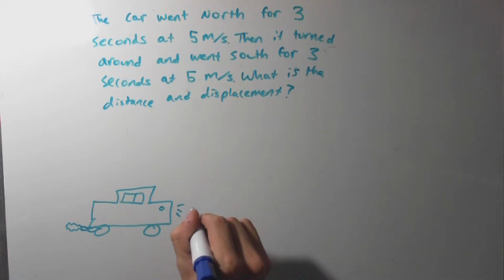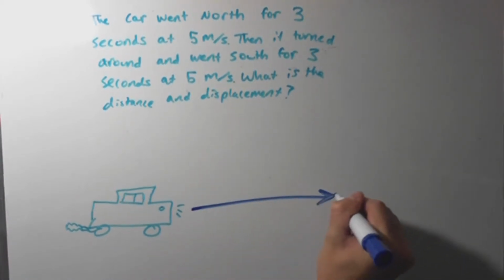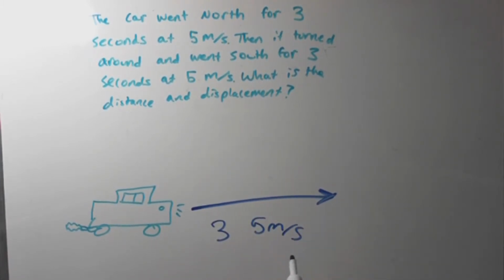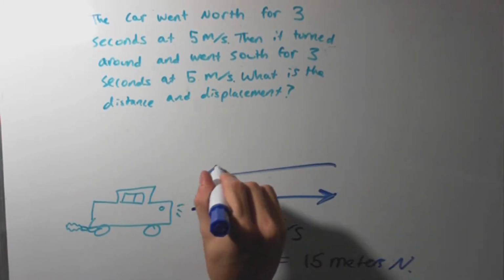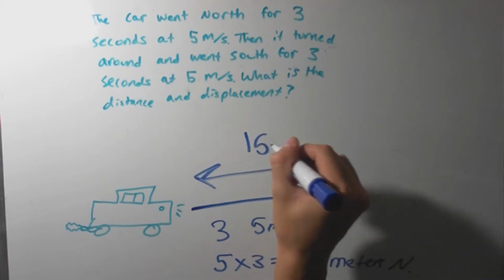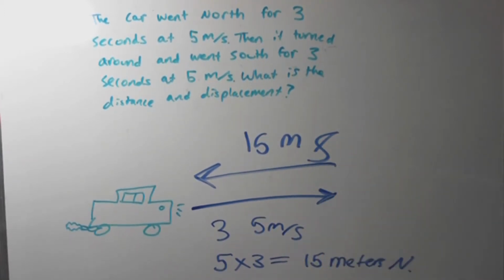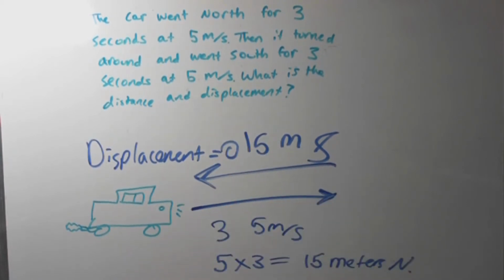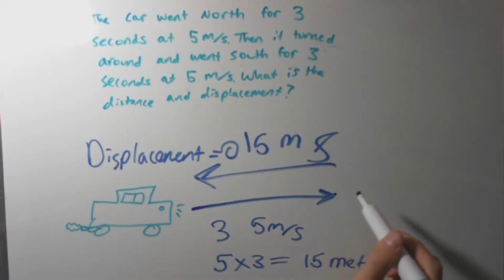So here, you can pretend that this way is north. So you would look at it and you would see that the car went north for 3 seconds at 5 meters per second. So every second, it went 5 meters. So you just do a simple math equation, 5 times 3, and you find that the car went 15 meters north. And then the same thing could be done going south, and you would end up getting the same number, 15 meters south. You could see that these numbers cancel each other out, so the displacement would equal 0. But it traveled 30 meters.